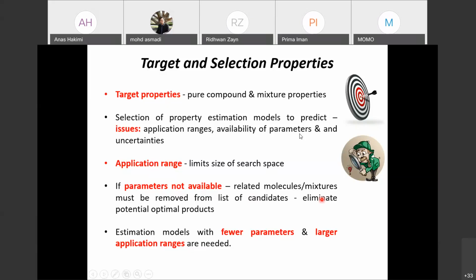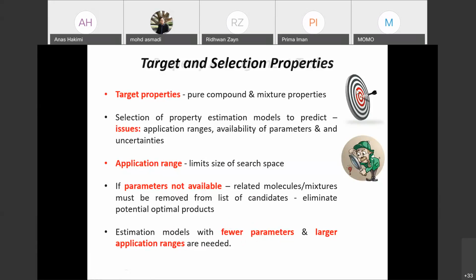So from that, the estimation model will have fewer parameters and a large application range. For example, we disassemble into smaller fragments, such as CH3, CH2, so the parameters would be more. So the searching is going to be more. And if you arrange in terms of the functional groups, there are larger possibilities, many more different structures, but you have to differentiate the axon. So that is the target and the selection of properties.